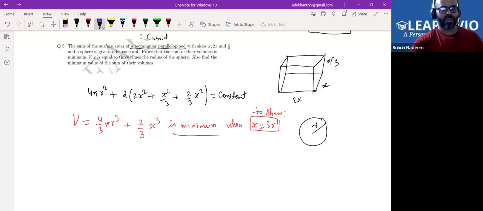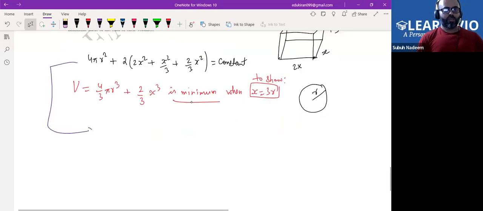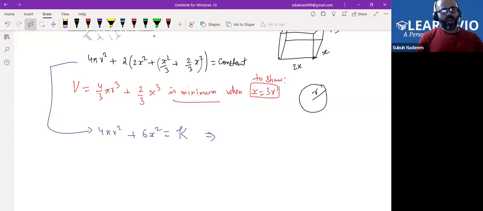So let us see how we can simplify this. This is 4 pi r square plus 2 times (2x square plus x square by 3 plus 2x square by 3). This will become x square, and x square plus 2x square is 3x square, into 2 is 6x square. So it is equal to a constant, suppose k. Let us substitute r or x, any one of them. I'm substituting r. So r square will be (k minus 6x square) by 4 pi, that means r is equal to the square root of (k minus 6x square) by 4 pi.